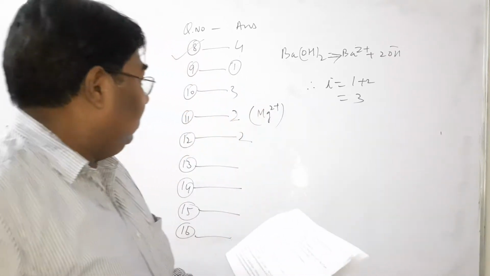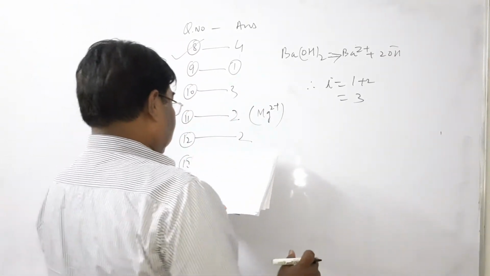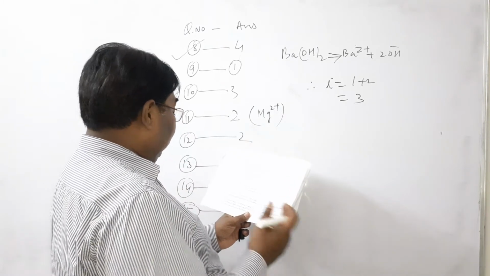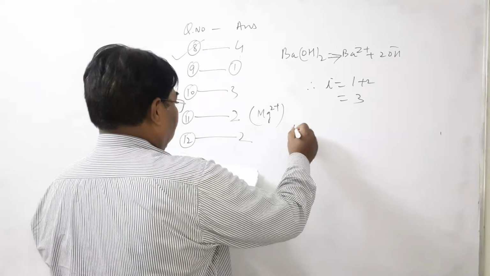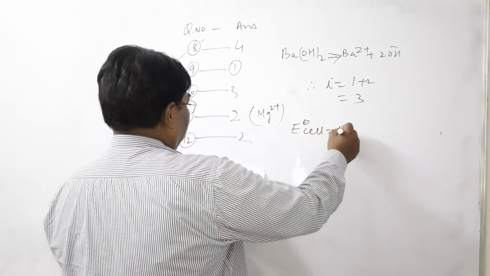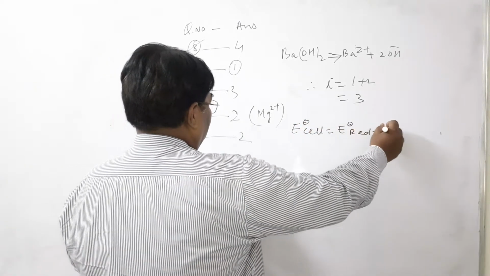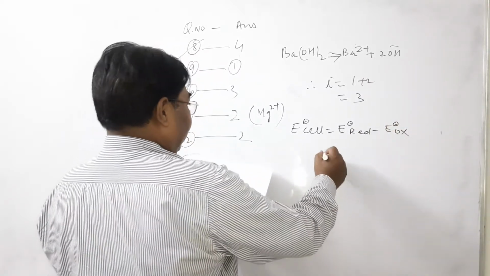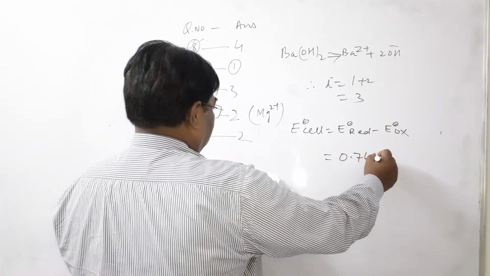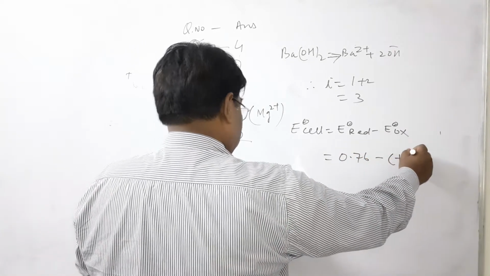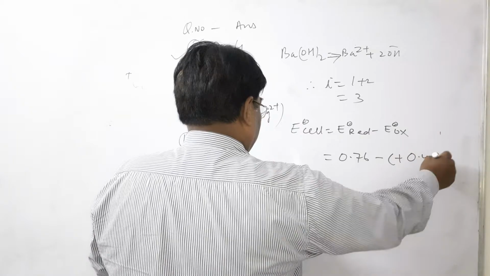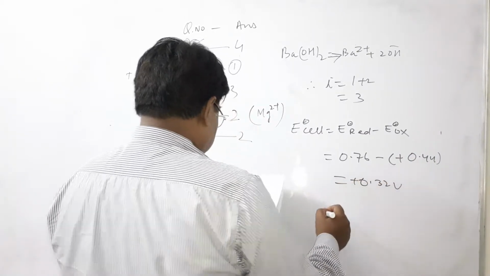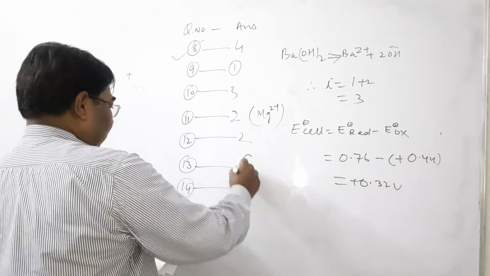For 13, the standard reduction potentials of zinc and iron are given. The standard EMF, that means E naught cell, is equal to, as all of you know, E naught red minus E naught ox. Reduction of zinc takes place because zinc is more reactive. So this is 0.76 minus and plus 0.44. After subtracting, the value is 0.34 volt. That means option number 4 is correct for 13.